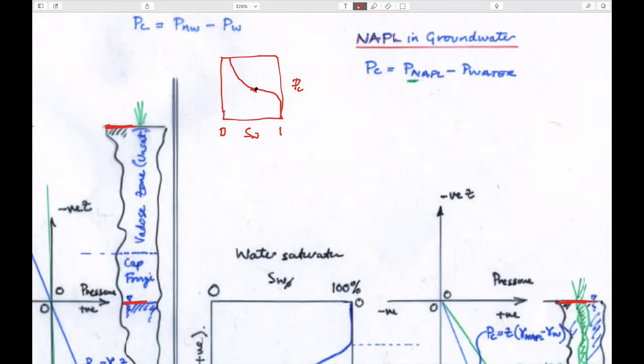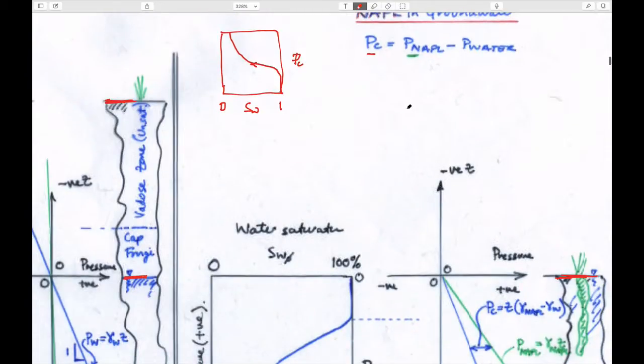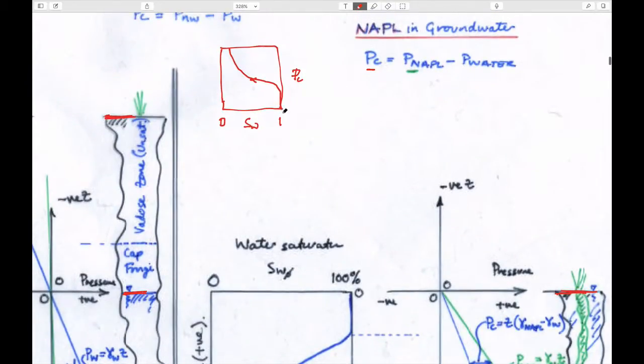Drying because water is drying out from 100% to 0% as we dry it. We recall that the definition of capillary pressure is the non-wetting pressure minus the water pressure. What we could do is realize that this capillary pressure here is 0, and this capillary pressure here is large, positive and non-zero.